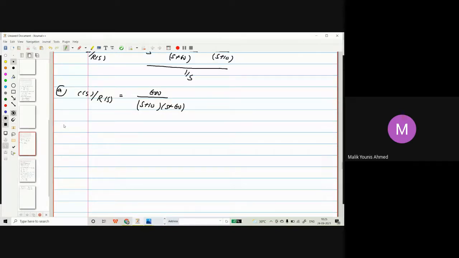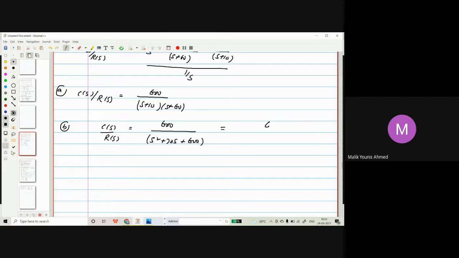सेकंड पार्ट के लिए, C of S by R of S, we can multiply them and we can get 600 divided by, this will be S square plus 70S plus 600. इसको मल्टीप्लाई किया हमने डिनोमिनेटर को. एस स्क्वायर, फिर आया 60s, फिर आया 10s, 60 और 10s 70s, और फिर 60 into 10 हो गया 600. इट इज वेरी सिंपल.